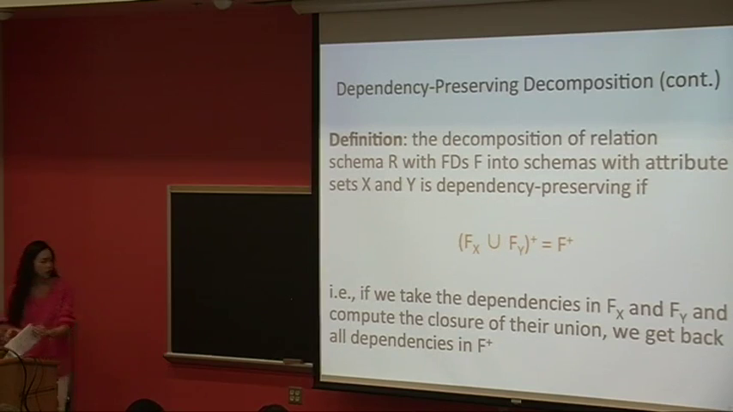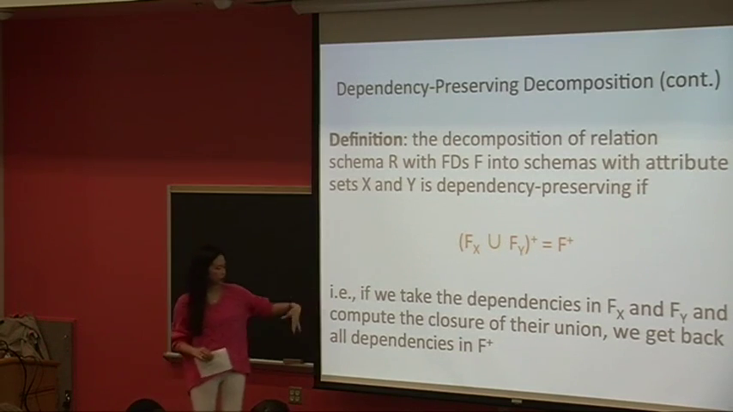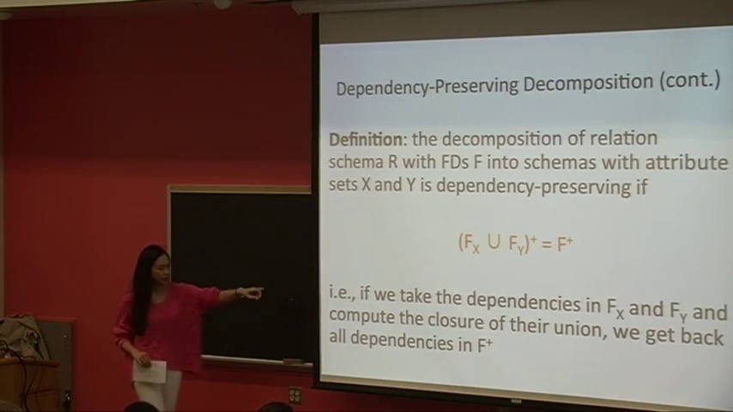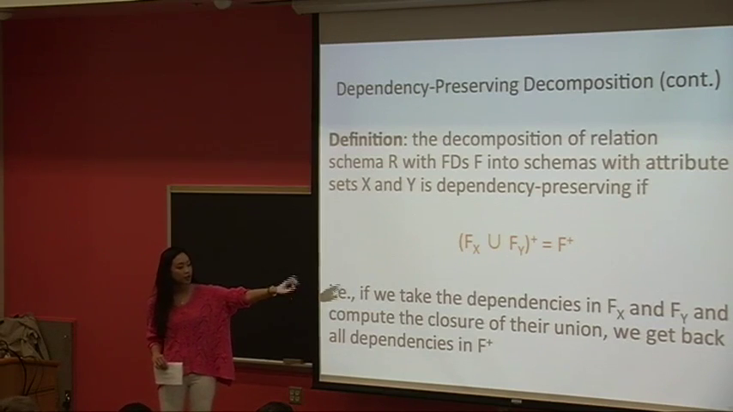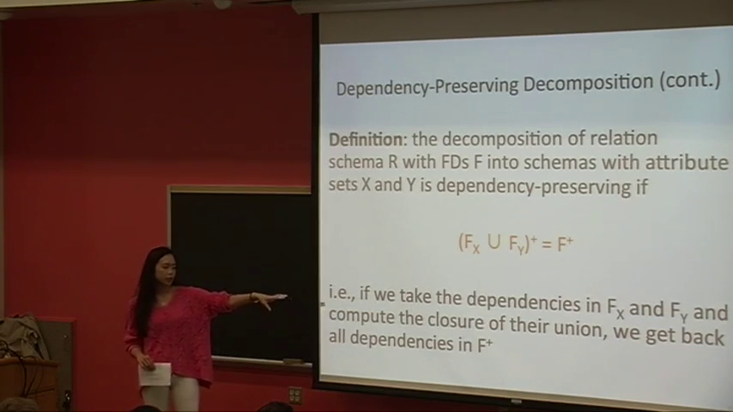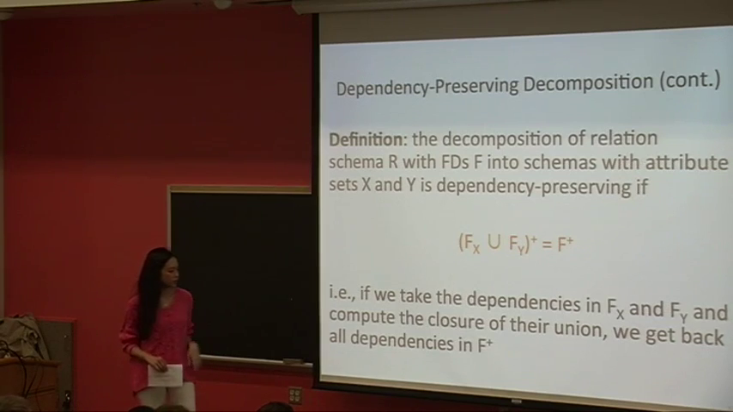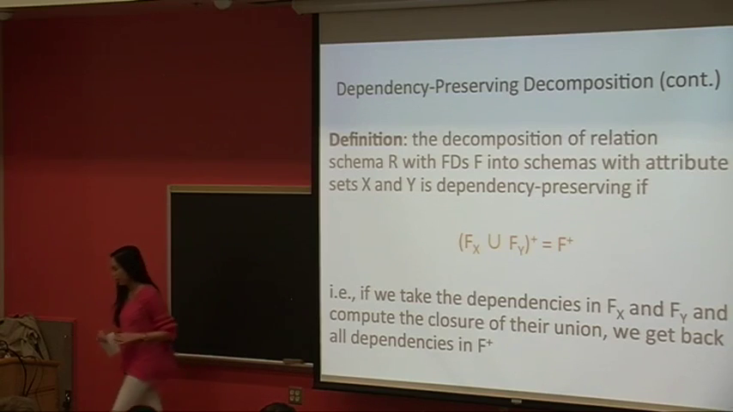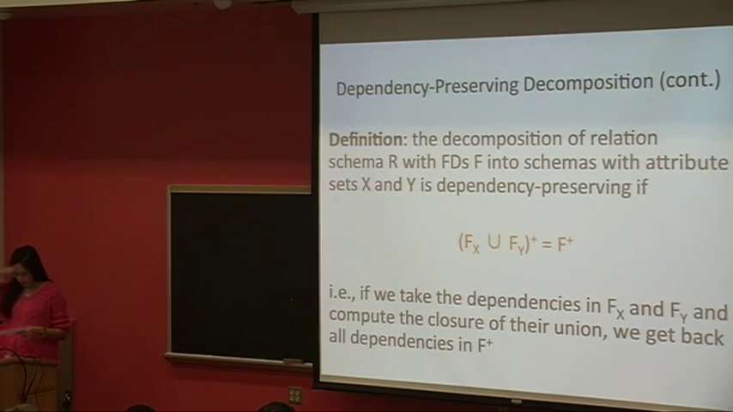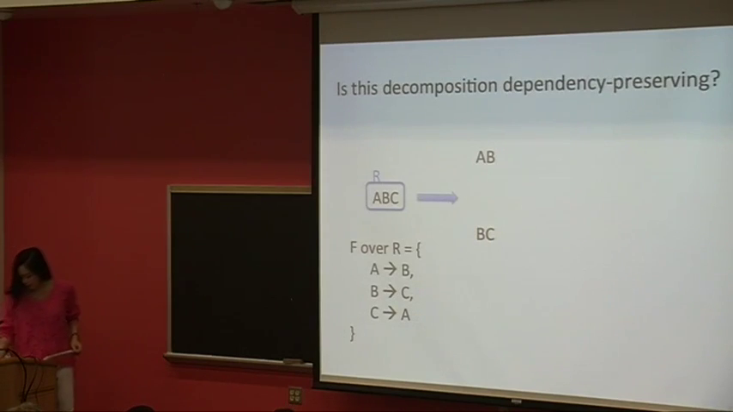Okay, so I just kind of talked through what this means, but here I have another interpretation for that. If we take the dependencies in the projection of F on X and the projection of F on Y and compute the closure of their union together, we get back all dependencies in the F closure. Everyone got that? So let's take a look at the next slide and we can see what I mean by that. So here we have an example like this.